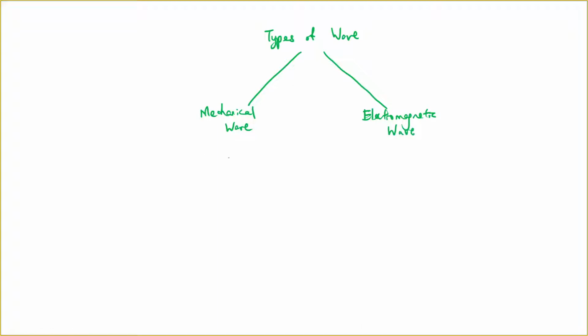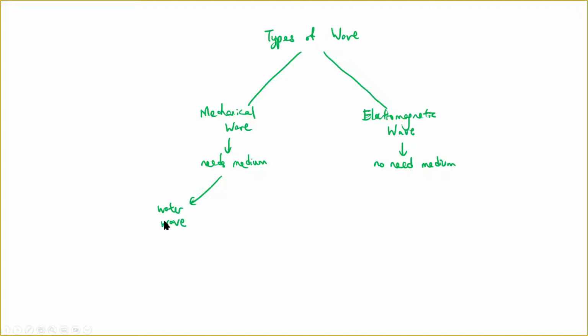So what is the difference between mechanical wave and electromagnetic wave? Mechanical wave needs a medium. No medium, cannot transfer the energy. Electromagnetic wave does not need a medium to transfer energy. What kind of mechanical wave do we have? We have, let's say, water wave.